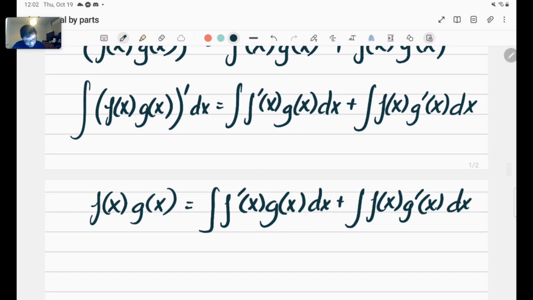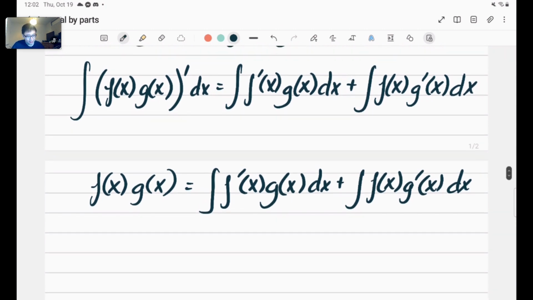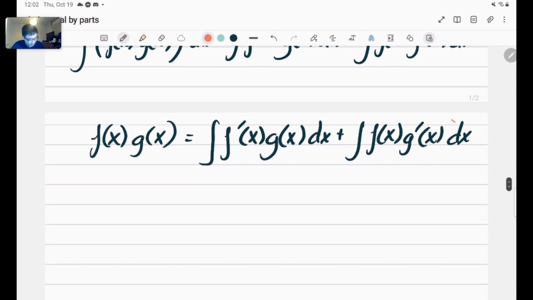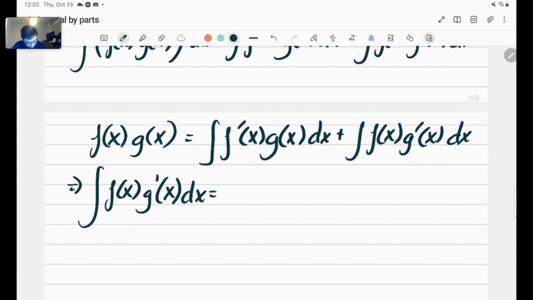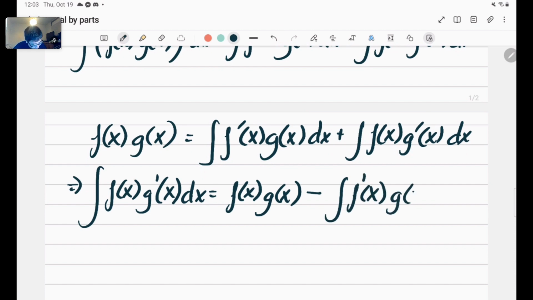Because I want to follow the textbook, I'm going to isolate this part of the equation. Feel free to isolate the other part if you want; it's not really a matter at all, but I just want to follow the textbook. So in the end, I have f of x times g prime of x dx is equal to f of x times g of x minus the integral of f prime of x times g of x dx. And this is the formula for integration by parts.